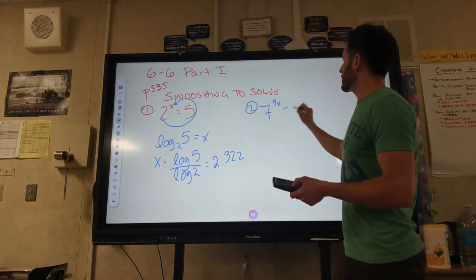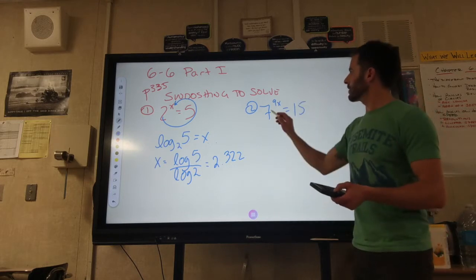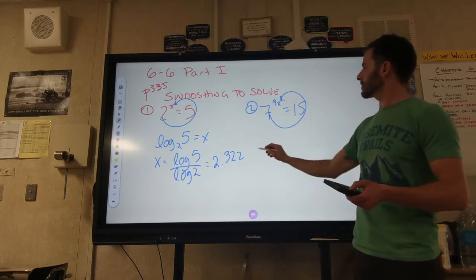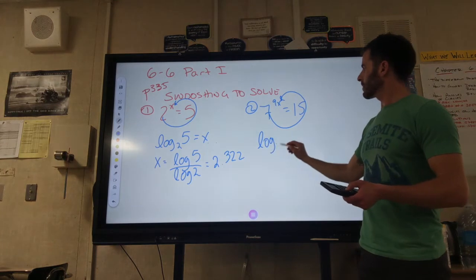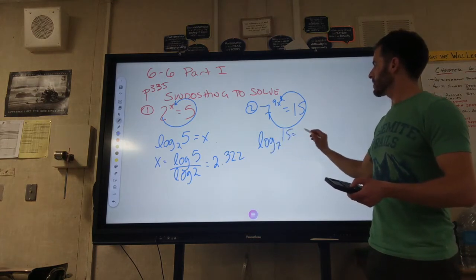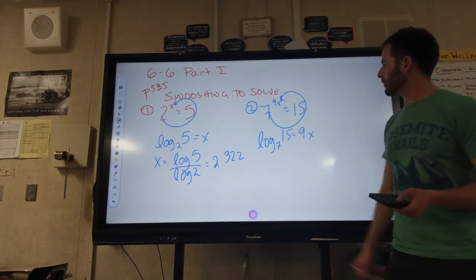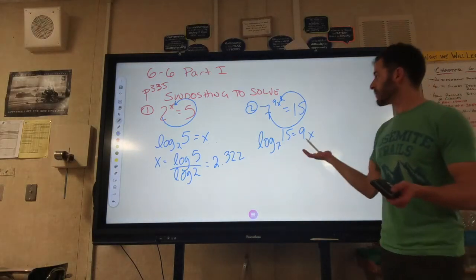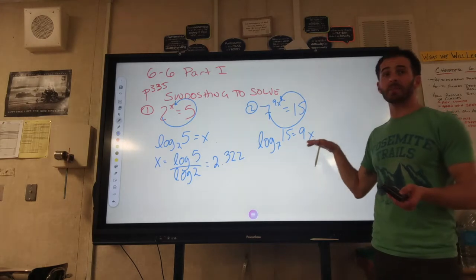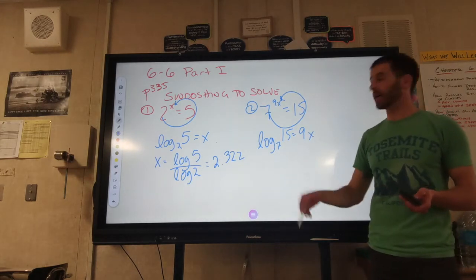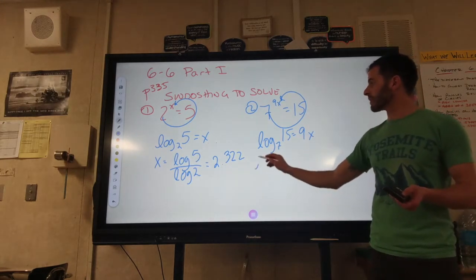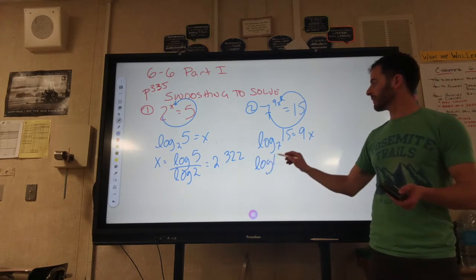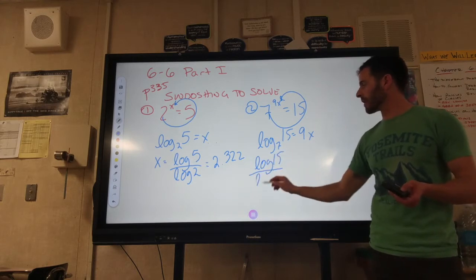7 to the 9x equals 15. So I'm going to swoosh. Log base 7 of 15 equals 9x. So you have a couple options. What I would do right now, just because this is kind of simple, at the end I can always divide by 9. First thing I'm going to do is log of 15 divided by log of 7.